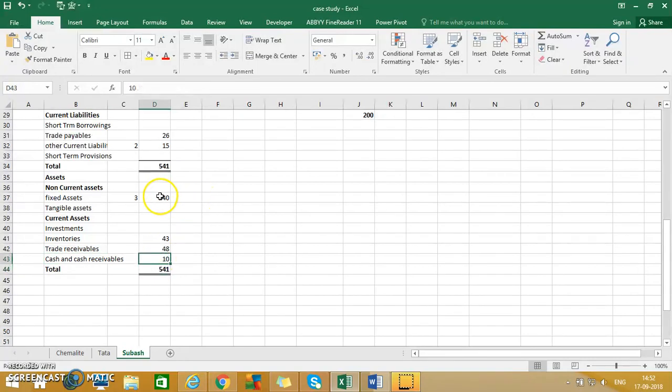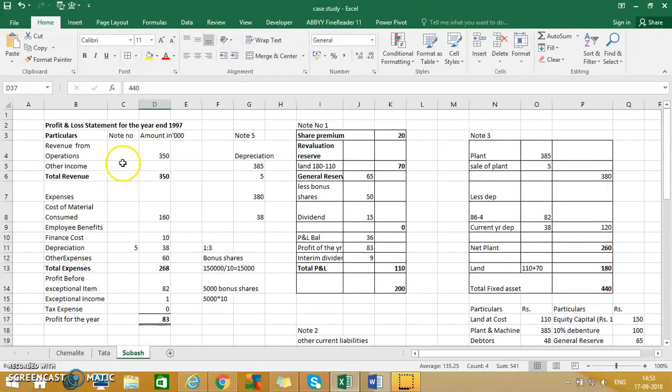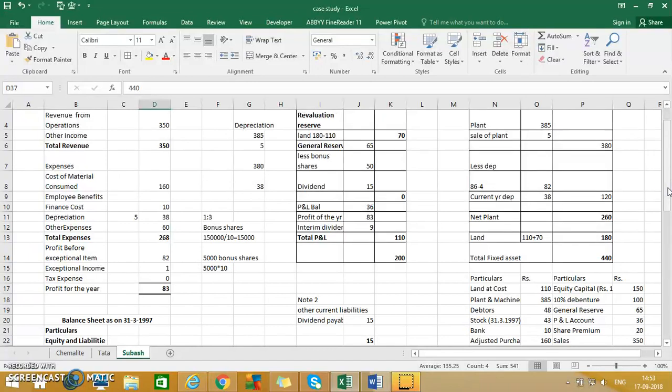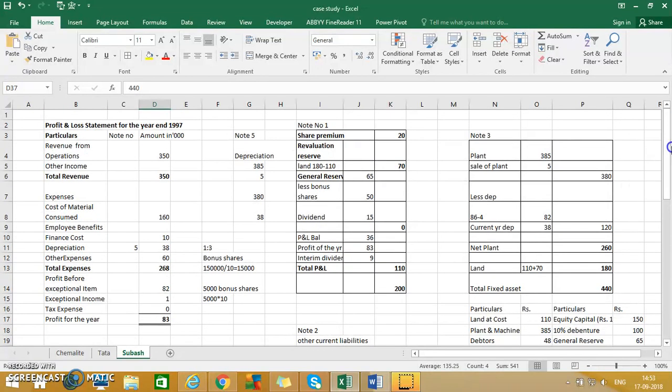So, put together now you have got a total amount of fixed assets 440 plus a total amount of inventory 43. Trade receivable 48 and the cash and cash receivables are 10. Put together it is 541, and that is your total balance sheet. So we have gone through the entire process of preparing the statement of P&L and the balance sheet as according to Schedule 3 of Companies Act 2013. While the problem that was given to you was of 1997, that was a hypothetical number that was given to you, a hypothetical year that was given to you, but you were expected to prepare a balance sheet as per Schedule 3.